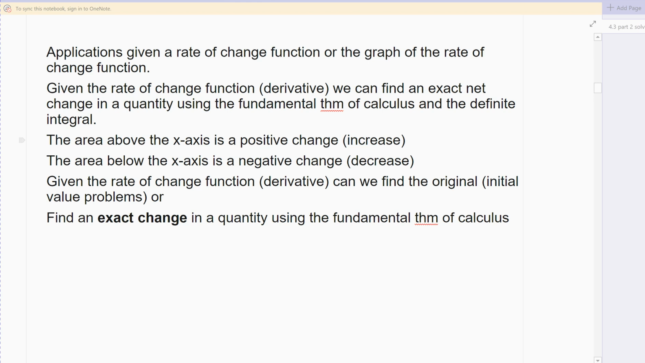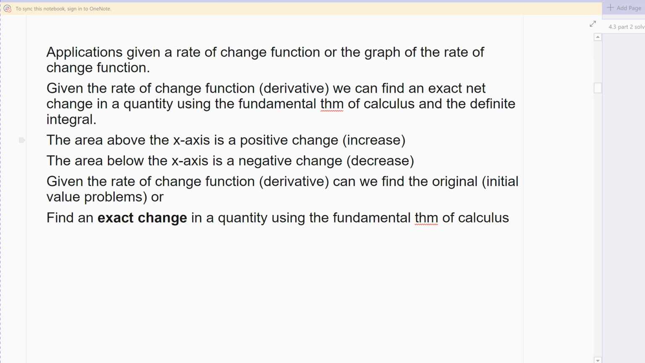All right, so given a rate of change function, a derivative, we can find the exact change in a quantity using the fundamental theorem of calculus and the definite integral. The area above the x-axis is the positive change, the increase. The area below the x-axis is the negative change, the decrease. So if I'm talking profit, if I've got area above, that area is all the profit I gained. If I have area below, that would be all the profit I lost, right? I went into the negative.